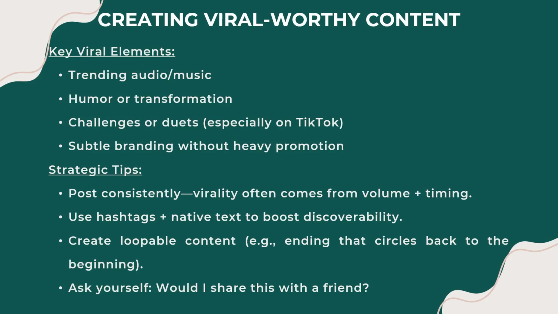So what are the different strategic tips? First, we have to post consistently. Consistency is the key, and in order to grow on social media, we have to post frequent content. Virality often comes from volume plus timing. So if we are new to social media, you have to create multiple videos and more often, so that you can get views and any of your content will go viral.